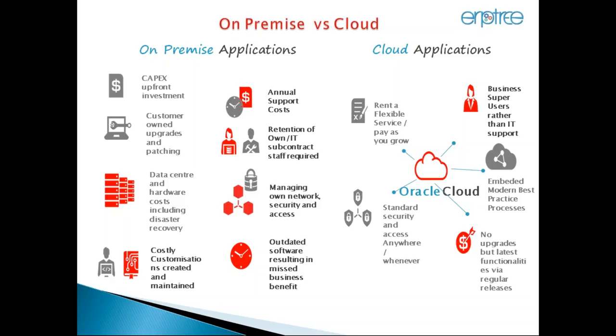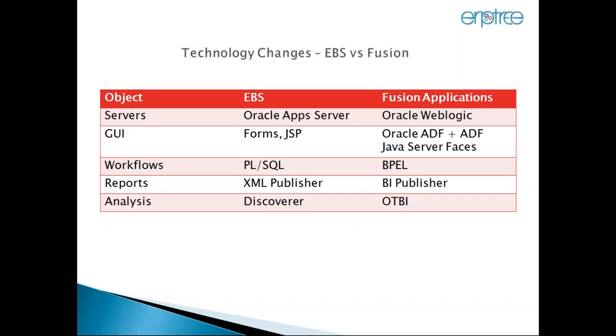The vendor takes care of all that. Based on regular intervals, there's no chance of missing the best things for you to use. A monthly schedule actually happens in that case. So that is the basic difference between your on-premise and cloud applications. I would now move on to the technology-wise changes when it comes to EBS versus Fusion.